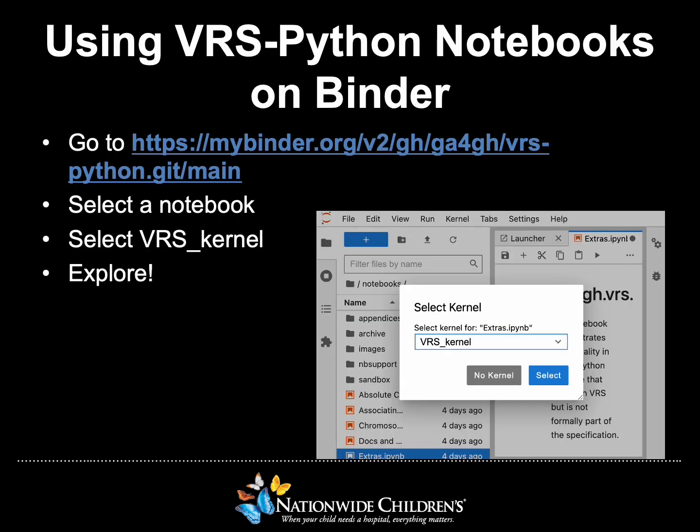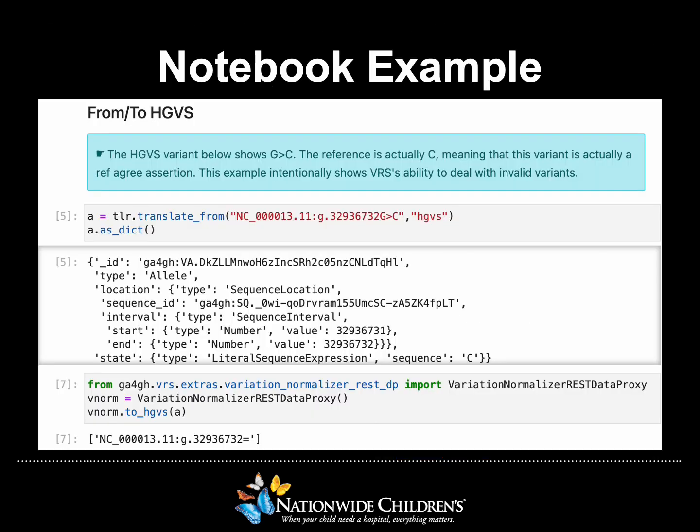And using the cloud-based notebooks is simple. Visit the Binder URL listed, select any notebook, select the VRS kernel as shown in the image, and then you're free to explore. Here's an example of what one of the notebooks looks like. This specific notebook enables a user to edit the code to translate to and from HGVS. This is only one of many capabilities built into the notebooks. Additionally, users are able to add their own cells and write their own VRS-Python code and view the output by running the cells.